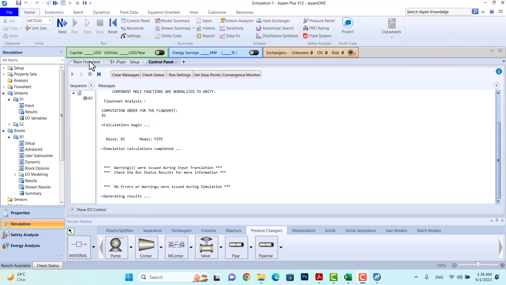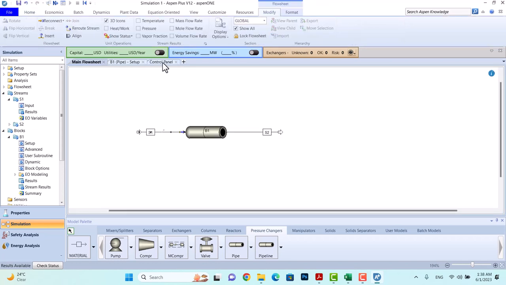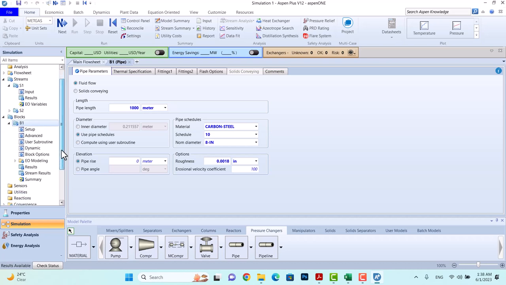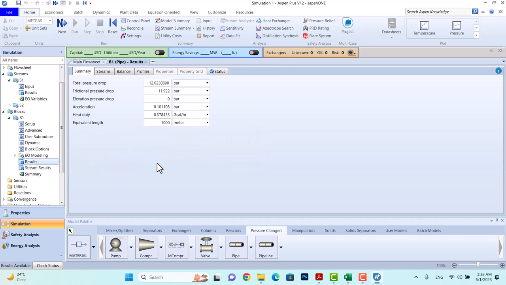Now, let's go to the main flowsheet here and double click on the pipe. Here, each device, each piece of equipment is a block, and we get the results here. So the total pressure drop, as you see here, is 12 bar, and just have a look at each.